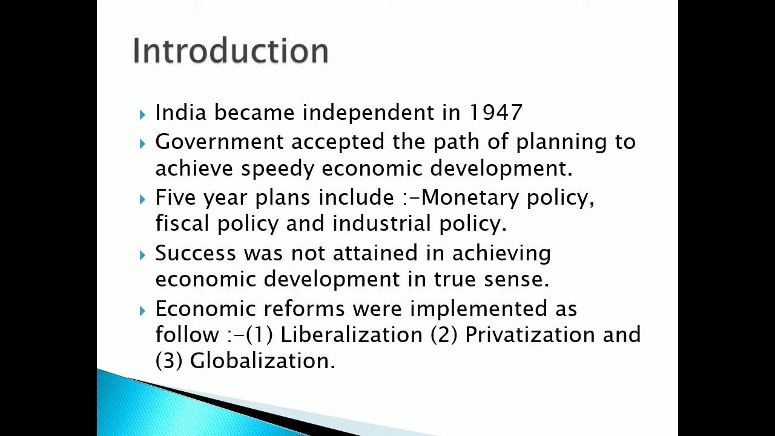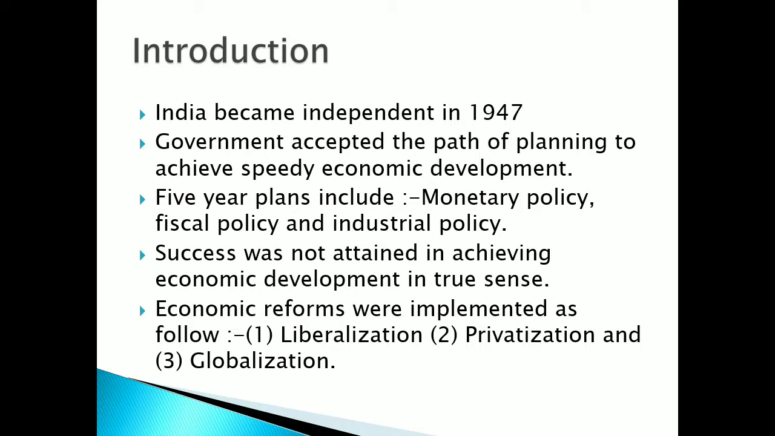India became independent in 1947. All of us know that after getting independence we need to administer our country. So the government accepted the path of planning to achieve speedy economic development. How was the government making different plans? These plans were made based on the future 5 years.